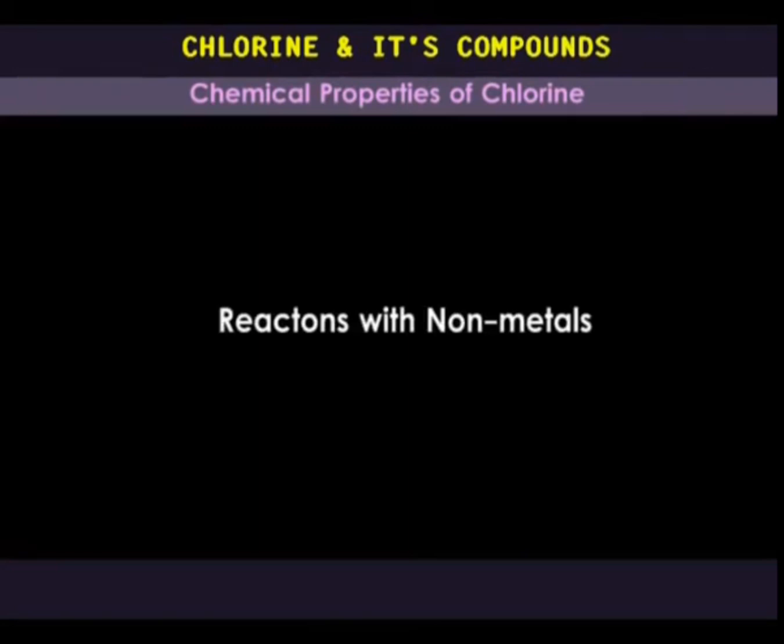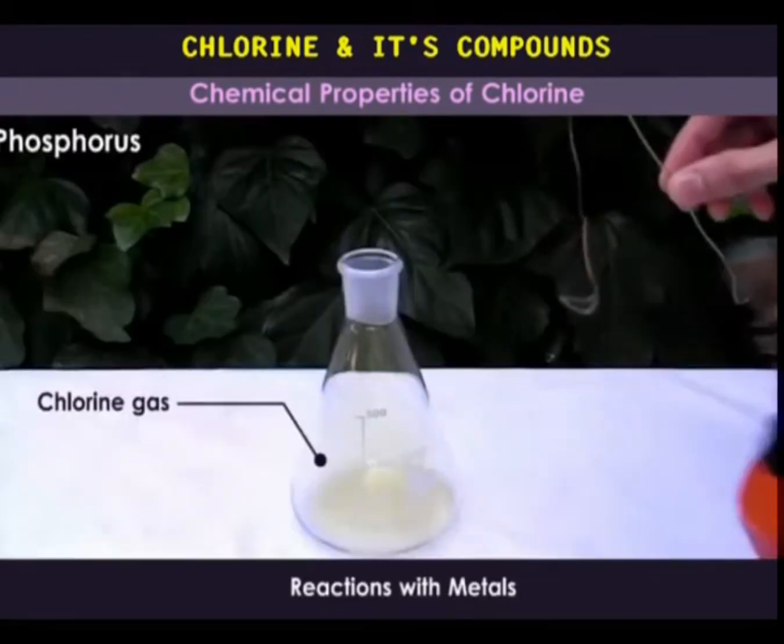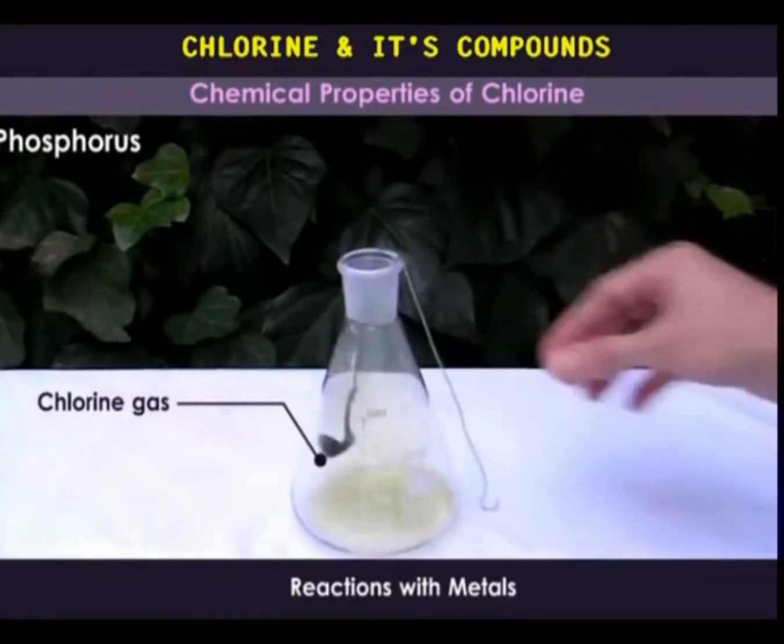Reaction with nonmetals. Chlorine reacts with red phosphorus to give phosphorus(III) chloride and phosphorus(V) chloride.